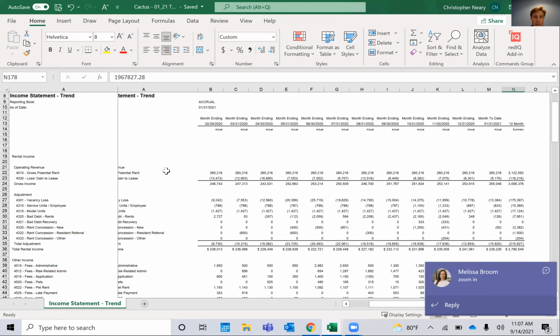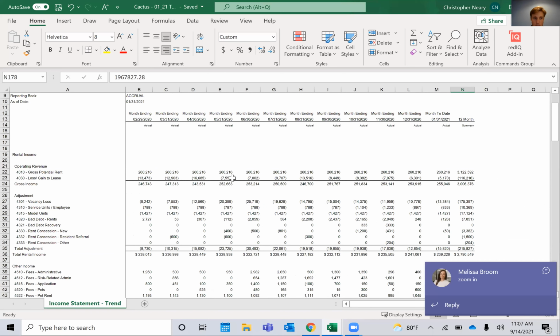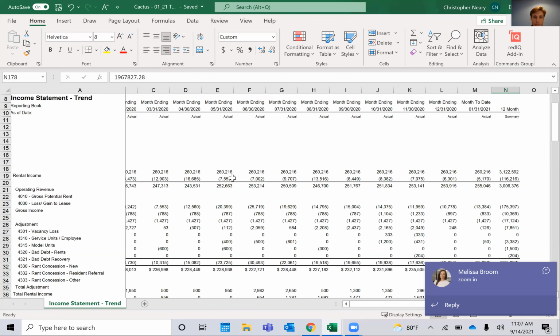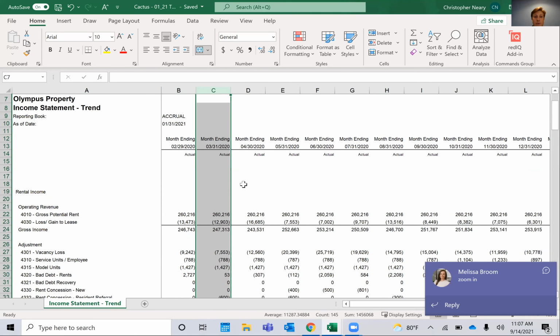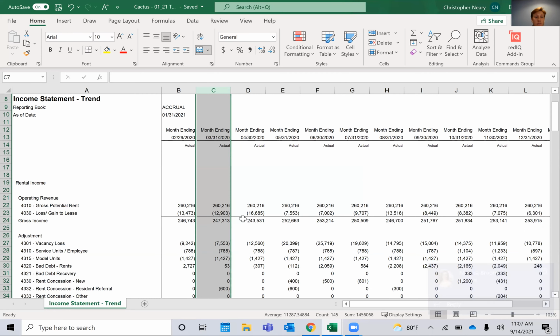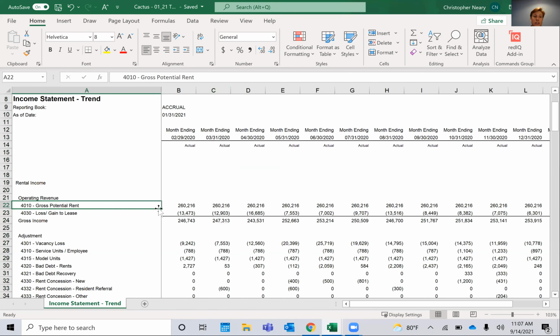Are you able to see this? It's a little too far. Here we go. I'm just going to hone in on one section here because it's all the same, just on a 12-month basis. So you, of course, have your gross potential rent. That is your units and how much income you have with all of your units. This is what we're assuming that we are going to get per month from all the units.